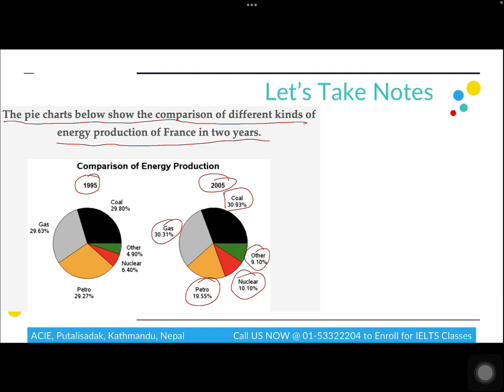And now let us start making notes. So whenever you are making notes, please make sure that you are rephrasing the question. You don't have to do it on paper, you can also do it in your brain, but for the sake of this class, I'll be rephrasing the question that has been given here while making notes.